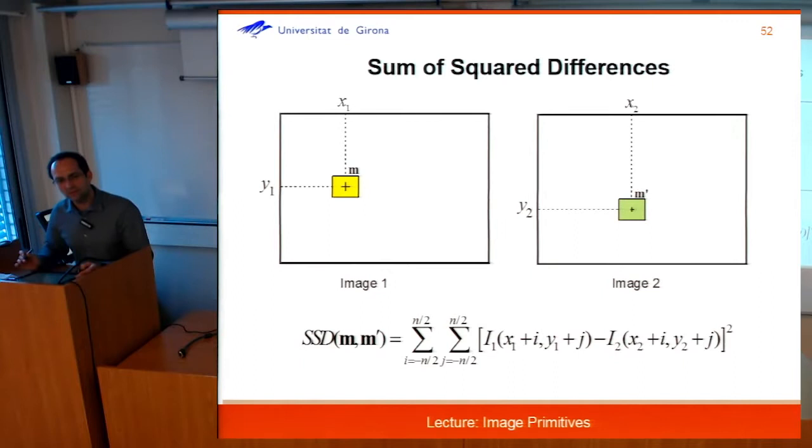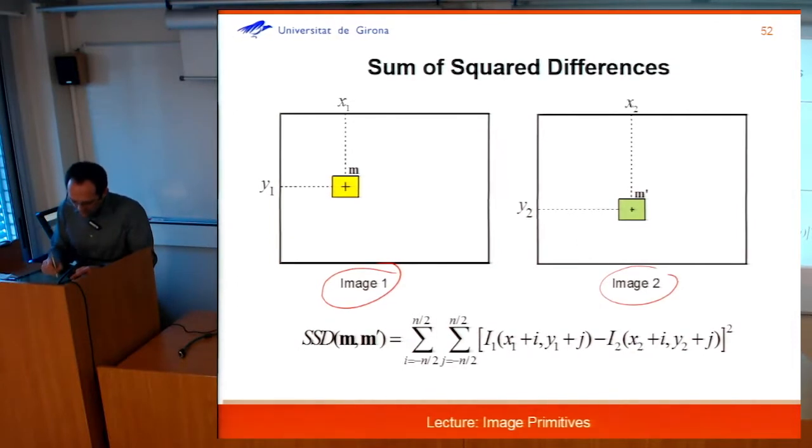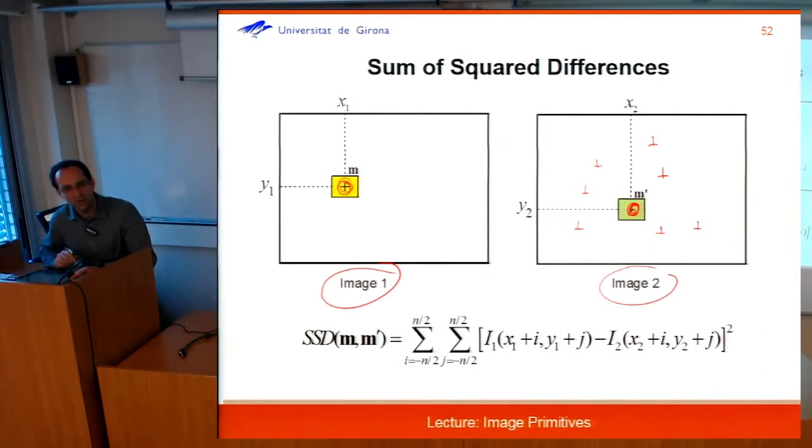Imagine that I start with interest points or corners. Imagine that I have applied Harris. This is image 1, this is image 2, and I found this point in image 1, and in image 2 I found all the corners. Out of the 10 corners that I detected in image 2, which one corresponds to this corner of image 1? The way to do it, in this case, is the sum of square differences.